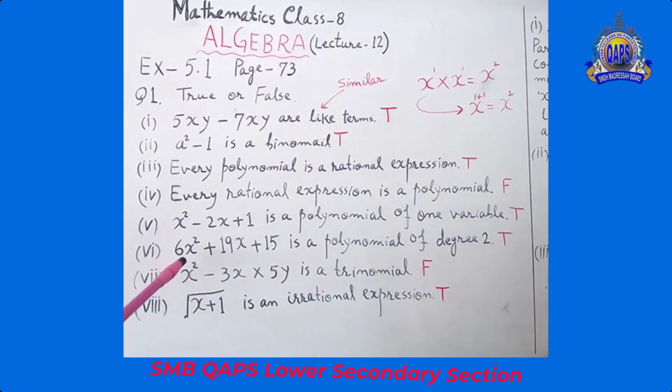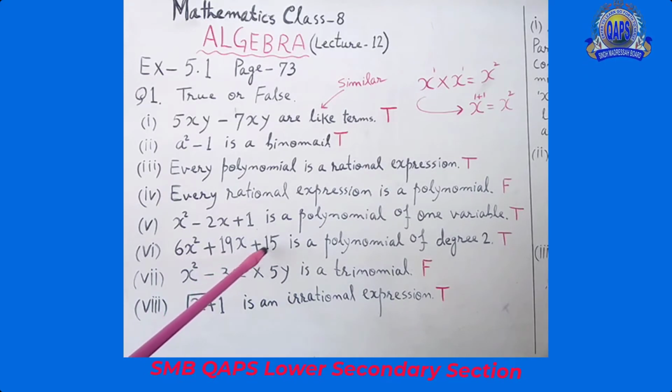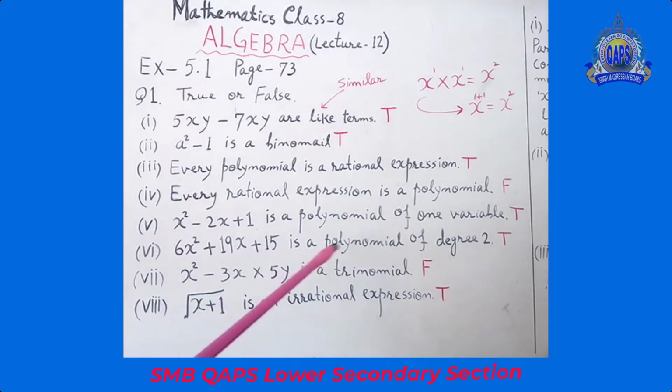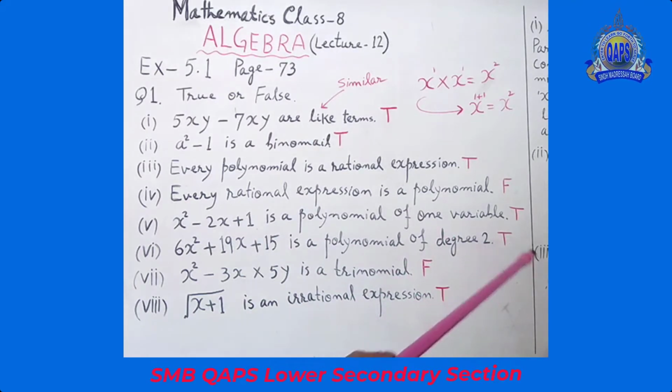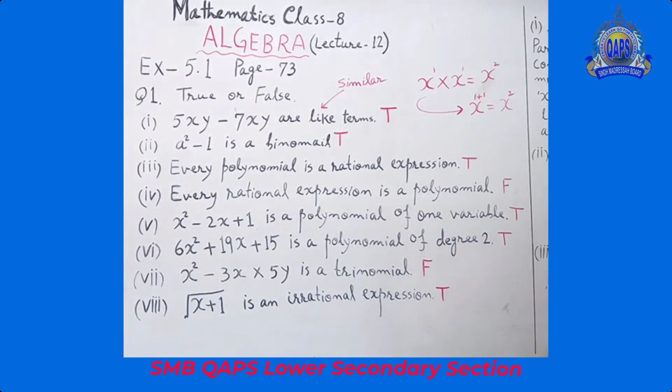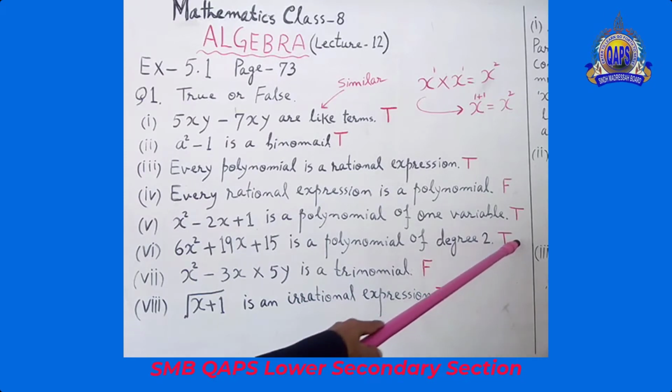Number 6. 6x square plus 19x plus 15 is the polynomial of degree 2. True. Degree 2. Have a look over here. Have a look. Degree 2. So, answer is true.